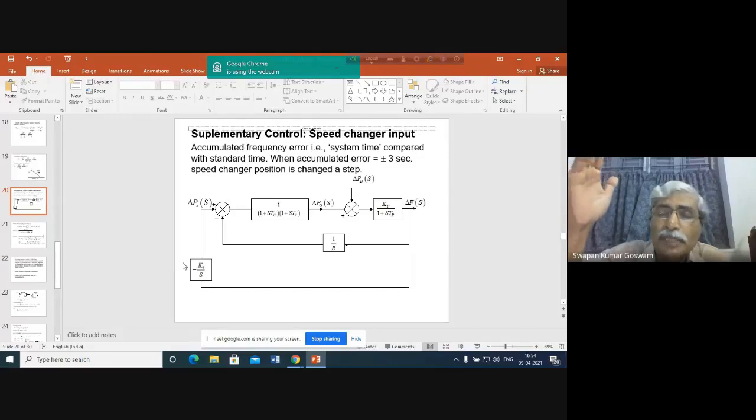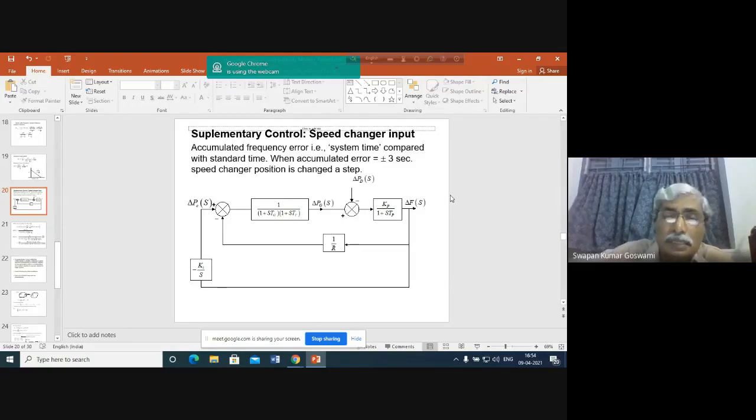So if a predetermined time error is exceeded, when the accumulated time error exceeds 3 seconds, then the speed changer position will be changed by 1 step. Okay, so this is the accumulated frequency error, and how is it accumulated? By measuring the system time and comparing it with the time given by the ordinary clock. What is the system time?